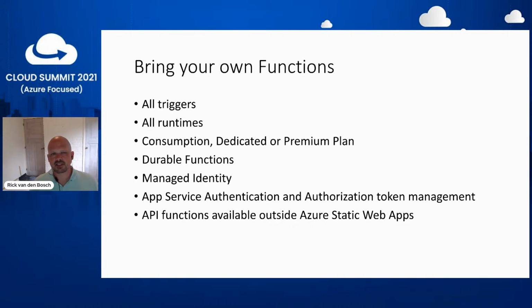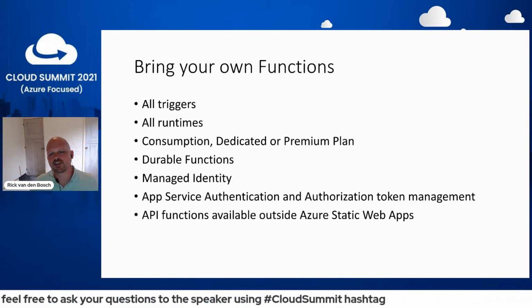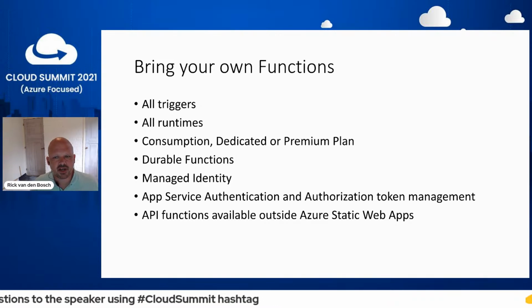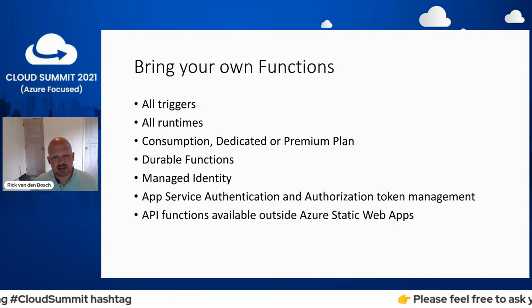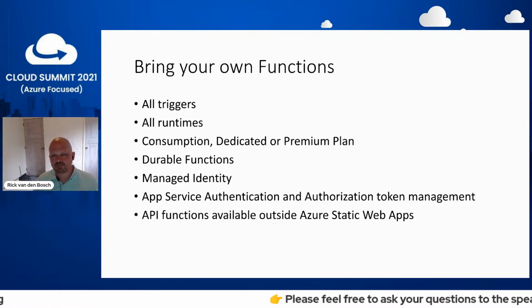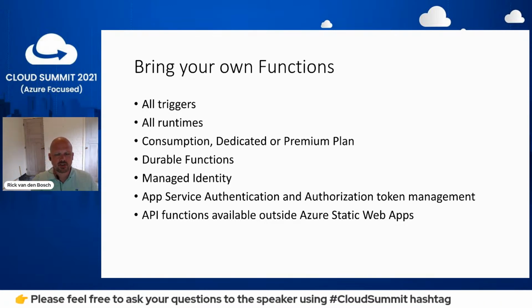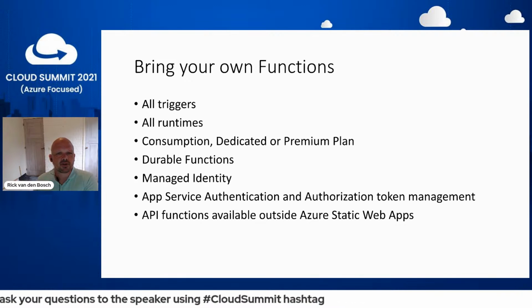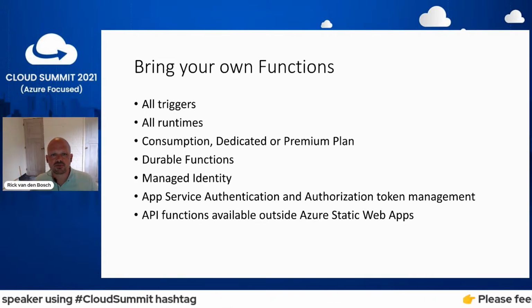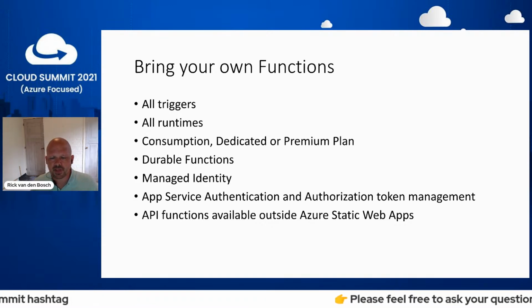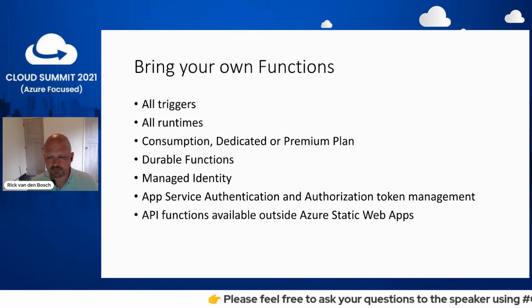You get the possibility of using managed identity. You can even have app service authentication and authorization token management, and the API functions are available outside of Azure Static Web Apps. Since it's, let's say, just another function app, it's just another location that you can talk to your API to. But please be advised that in this case, you will get the same downside as we had earlier when we talked about static website hosting from storage and a separate functions app. The fact being that then you will have two resources within Azure that you're working with and that you're responsible for deploying both of them.